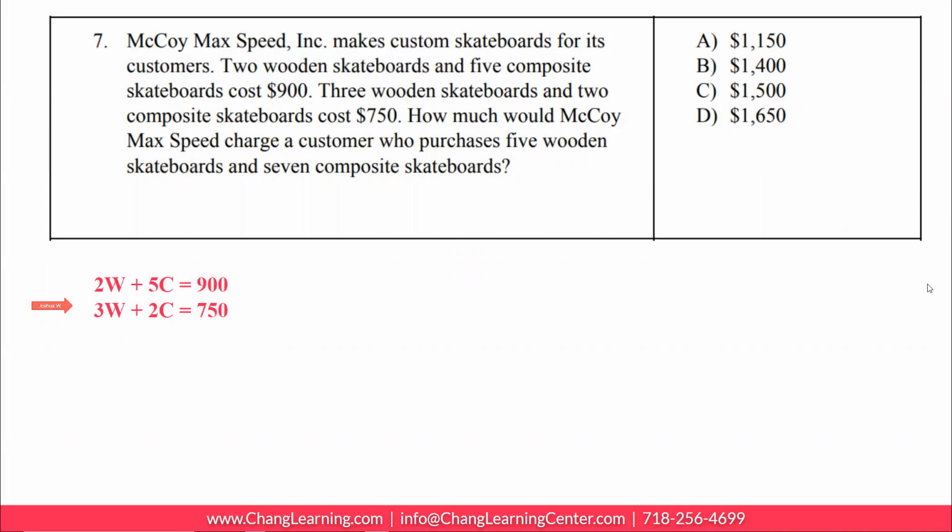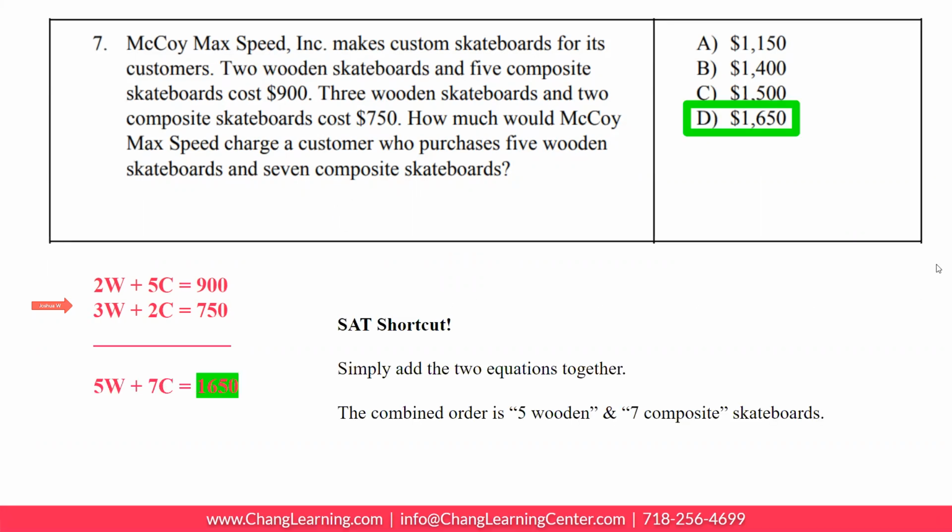Well, you can solve by elimination, making the coefficients the same, like multiplying the first equation by 3 and the second equation by 2. And then you can eliminate variable W and find the cost for one composite. But the shortcut here is to put the orders together. And this saves, again, about 5 minutes on the exam.